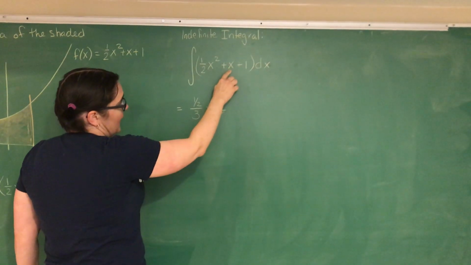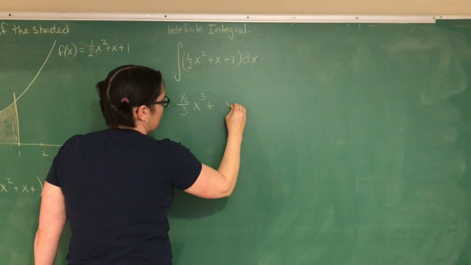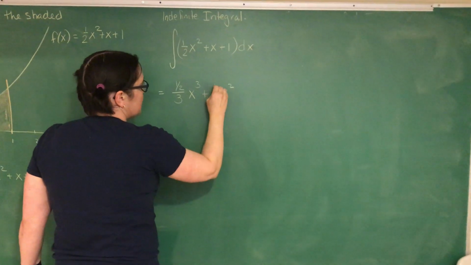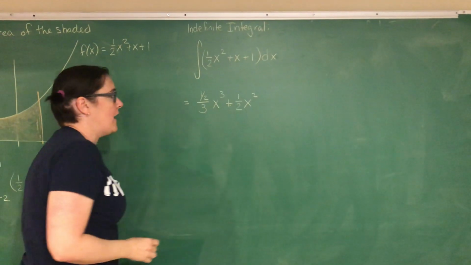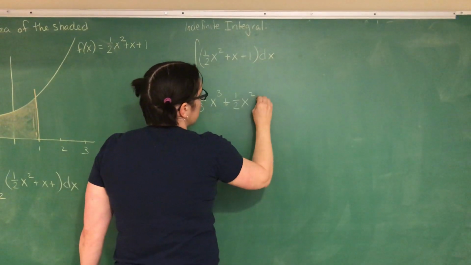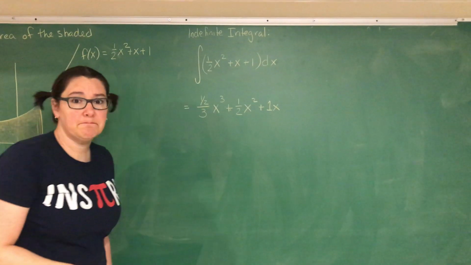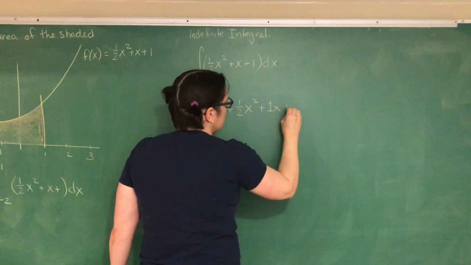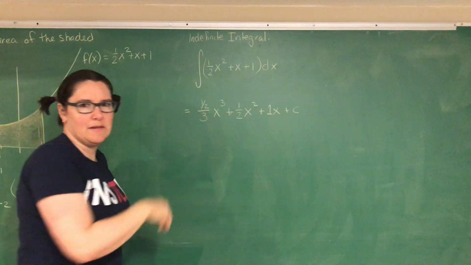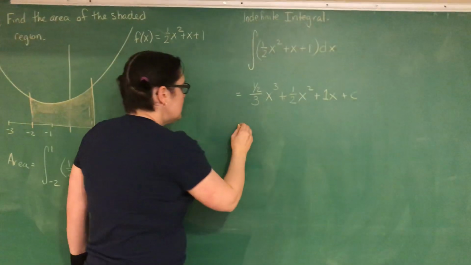plus, when I add 1 to the power here, my power on the x was a 1, so now I have x squared, and I divide the number in front by my new power, so I have 1/2 x squared, and the antiderivative of a number is that number with an x tacked on. And then I always have a plus c whenever I do an indefinite integral. Okay, so this is our antiderivative.